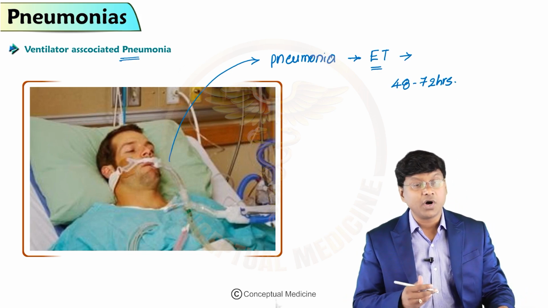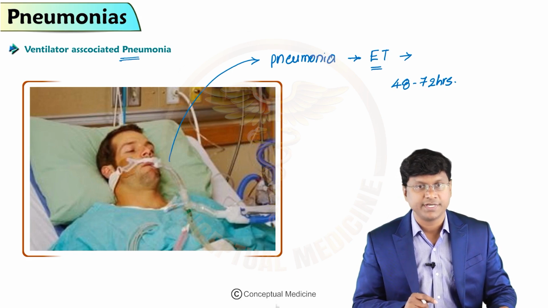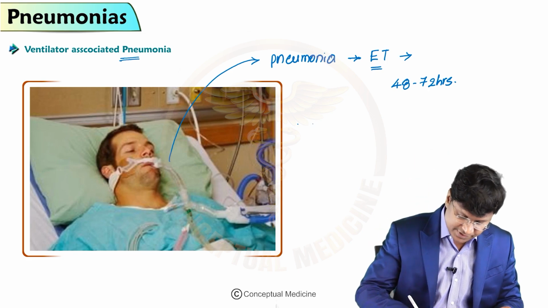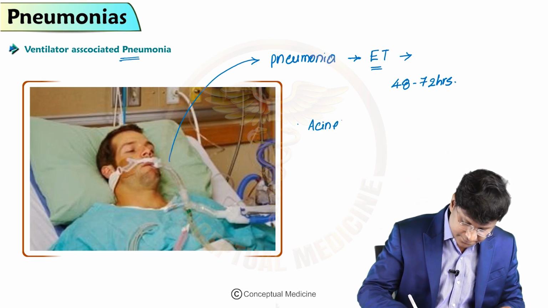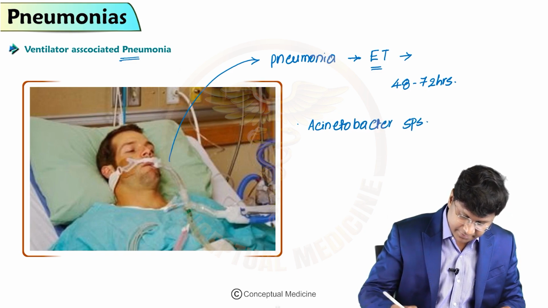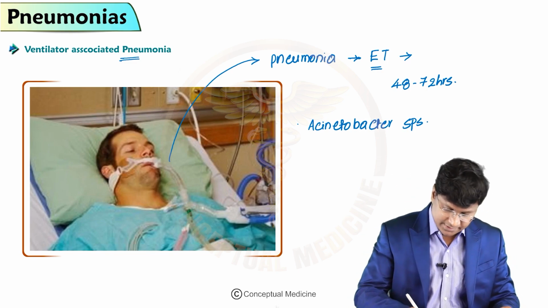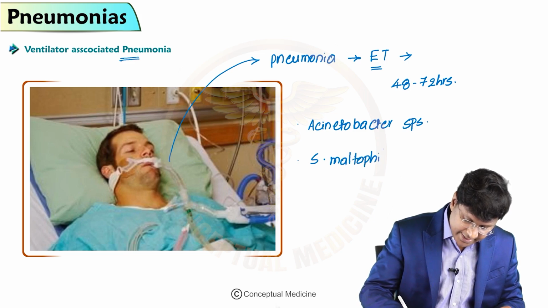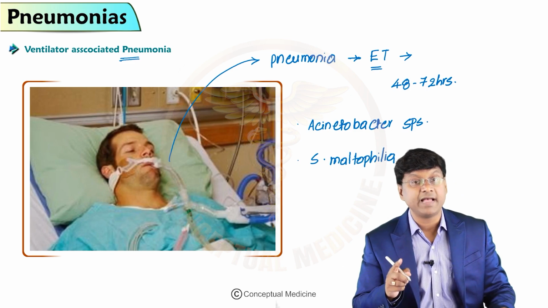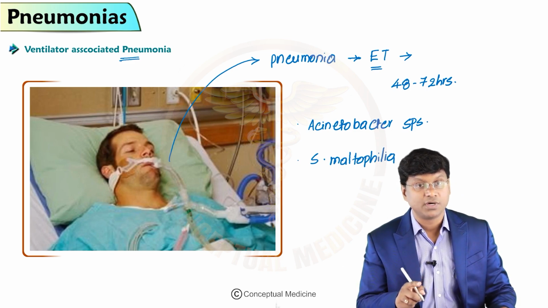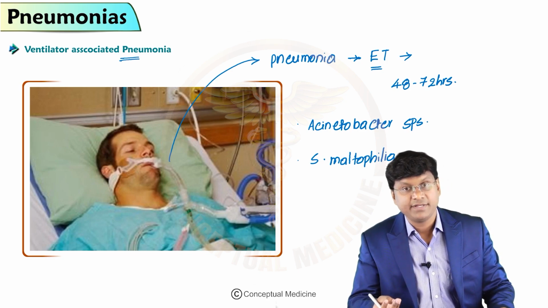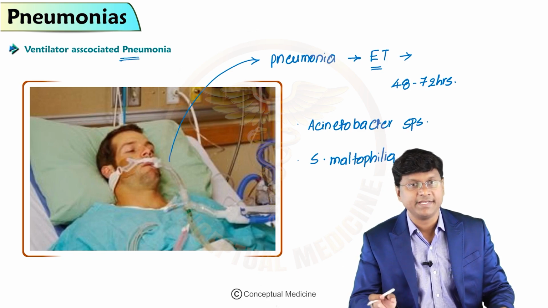Now, what are the organisms which cause ventilator-associated pneumonias? Number 1, Acinetobacter species, and S. maltophilia. And apart from these organisms, anaerobic organisms can cause ventilator-associated pneumonias. Anaerobic organisms include Bacteroides as well as Fusobacterium.